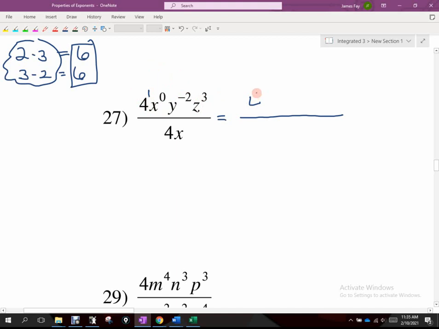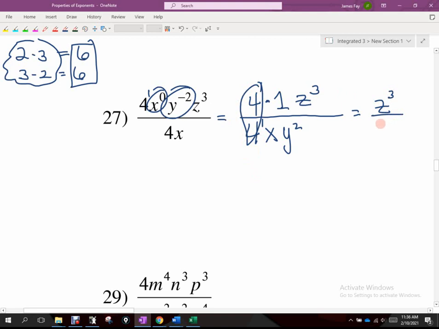So you're going to have 4 to the first, right? What's x to the 0? Just 1. Okay. So you put times 1 in there if you want, but you don't need to. Where's this y to the negative 2? What are we going to do with that? Put on the bottom. What about this z cubed? What are we going to do with that? Go top. This 4x on the bottom that stays there, right? What cancellation do we see that can occur? The 4s, right? Those are the same base right there. So you're left with z cubed over x, y squared.